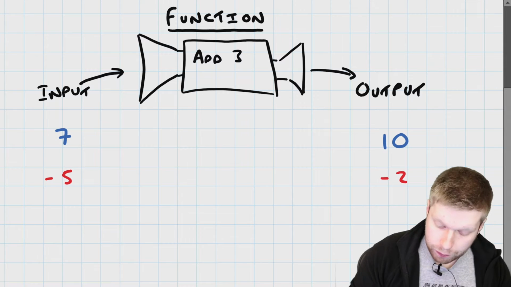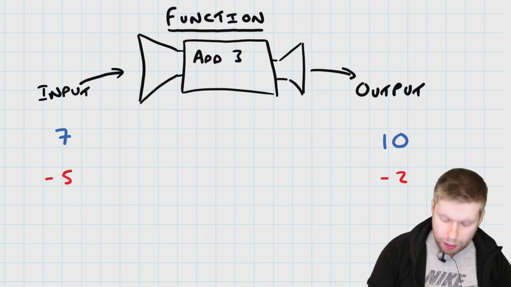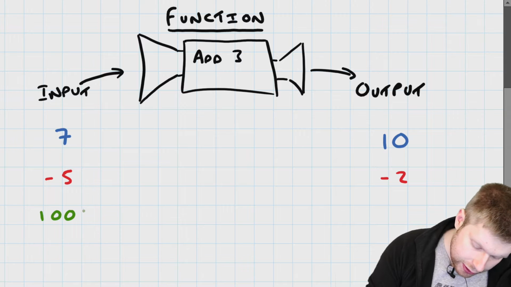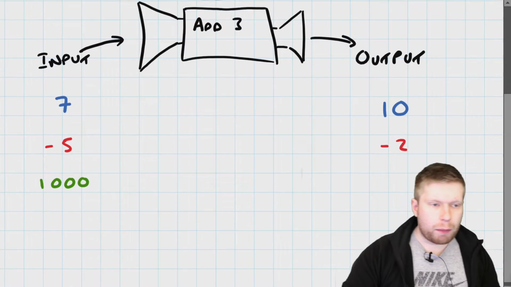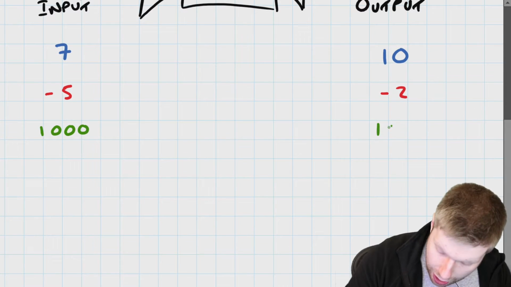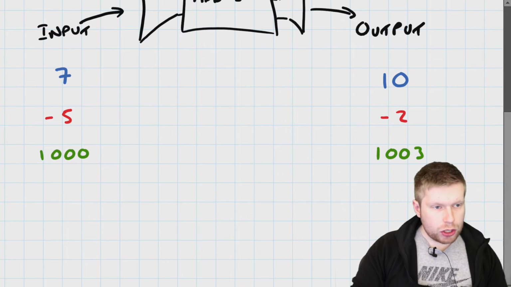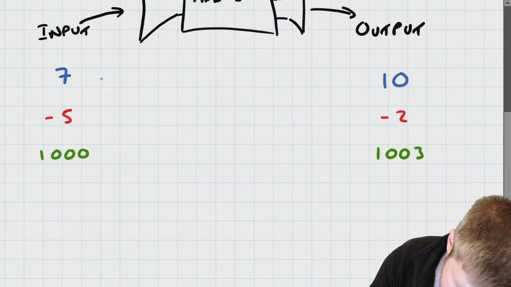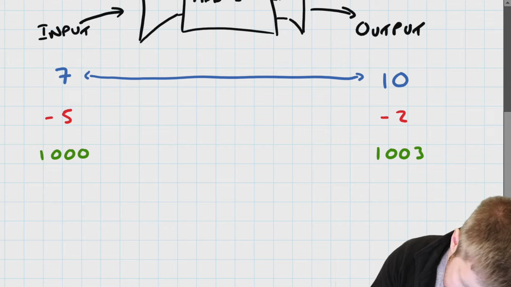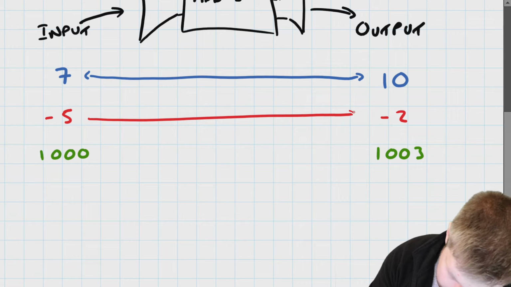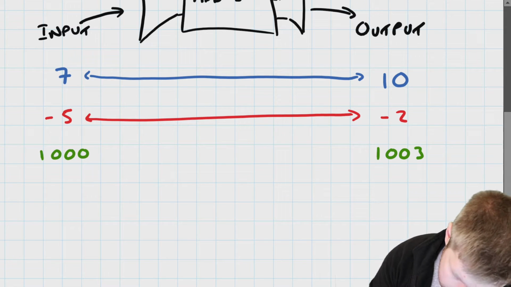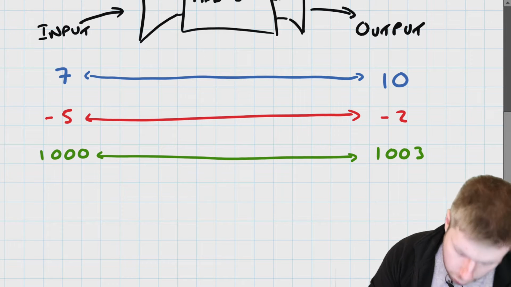If I put -5 on this side of the function, it then changes, and I should get -2. I can even put really big numbers like 1,000 on this side. And if I put it into my function, my output should be, you've guessed it, 1003. So you notice that all of these numbers are connected. The 7 and the 10 are connected. The -5 and the -2 are connected, and the 1000 and the 1003 are also connected.